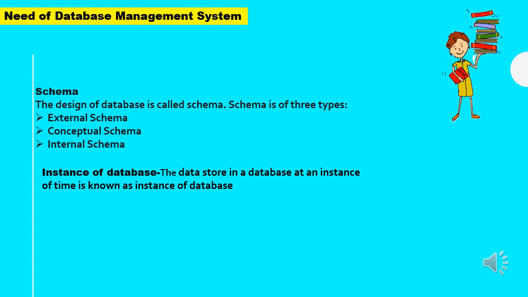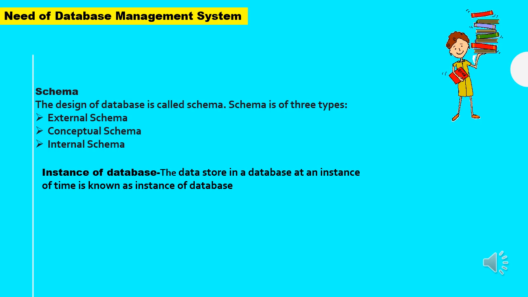So the last one is the external level. Basically, external level has different external views for different users. Each external schema or external view describes the specific part that the specific user group is interested in and that hides rest of the database for that user group.